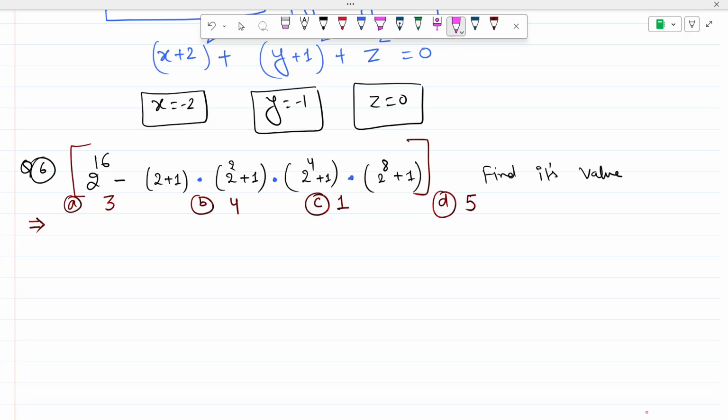2 to the power of 4 plus 1 into 2 to the power of 8 plus 1.